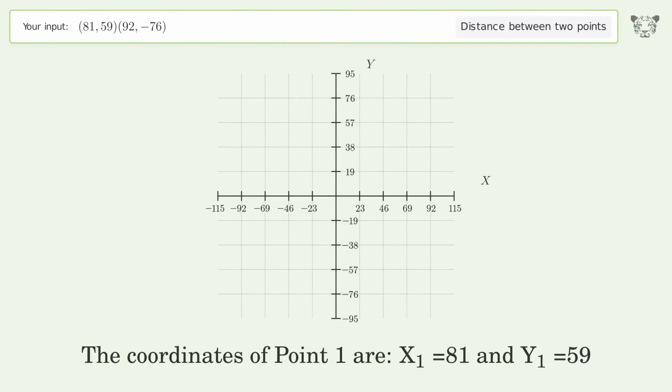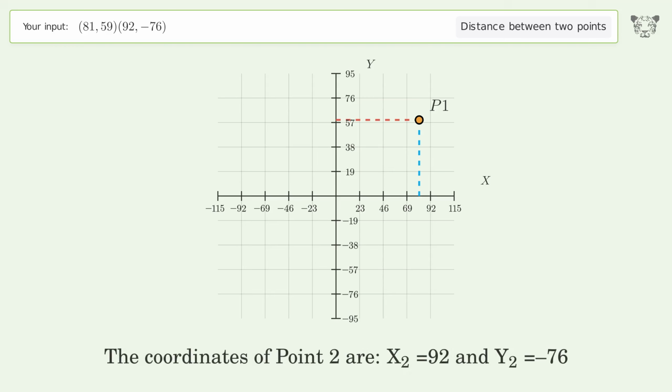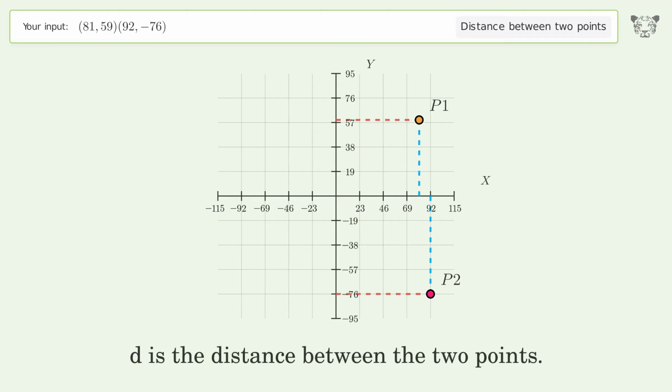The coordinates of point 1 are x1 equals 81 and y1 equals 59. The coordinates of point 2 are x2 equals 92 and y2 equals negative 76. D is the distance between the 2 points.